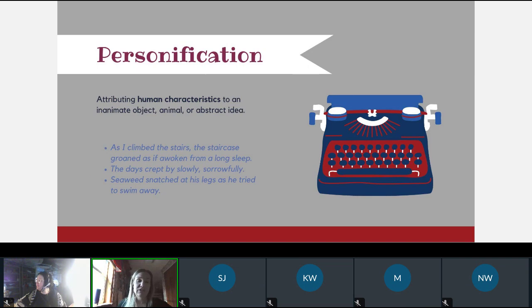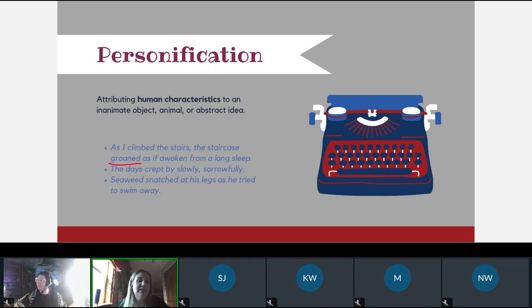So personification, and this is why I thought of this one, the fingers dancing. Fingers don't actually dance, right? We can move them like they're dancing, but fingers don't dance. And that's giving a human characteristic to an inanimate object, animal, or abstract idea. And I guess fingers aren't inanimate, so maybe that's why it doesn't fit in there. But for example, as I climbed the stairs, the staircase groaned as if awoken from a long sleep. So staircases don't actually groan. They might make a noise like it sounds like they're groaning, but they don't actually groan because they're inanimate.